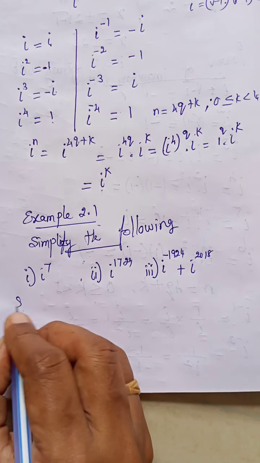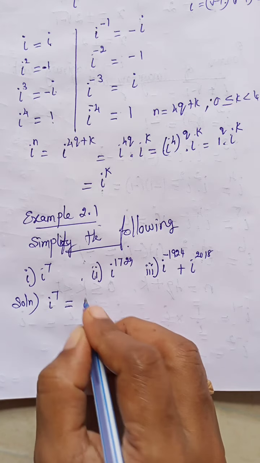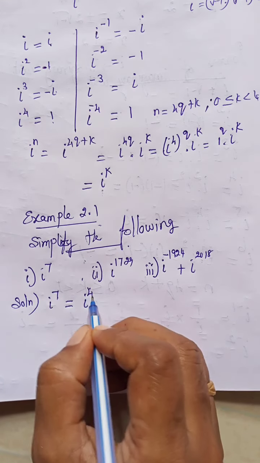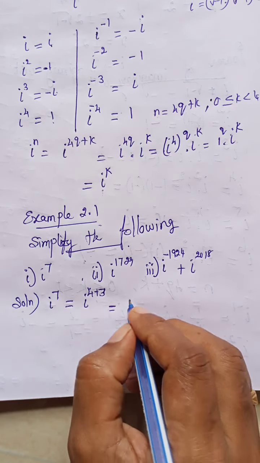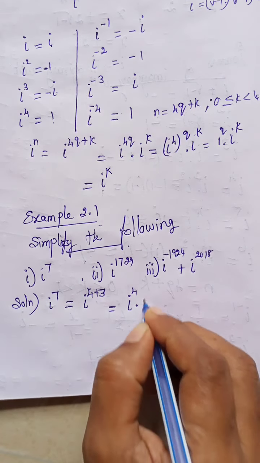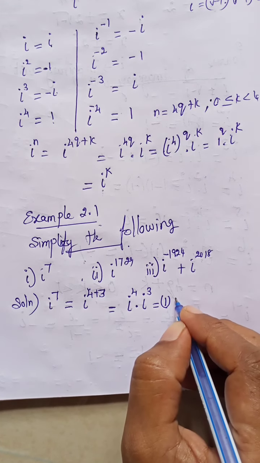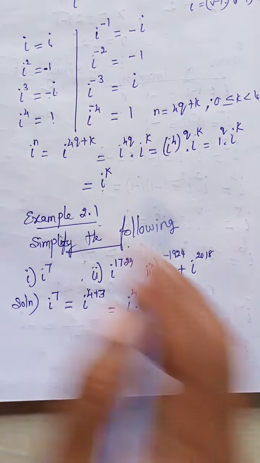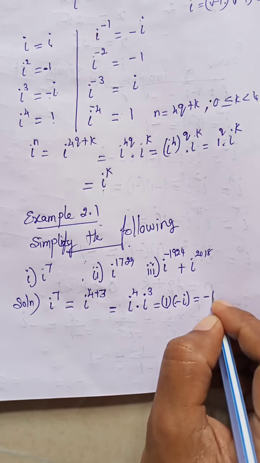First we will complete this 3. i^7. Simple number. We know that 4 plus 3 is 7. This can be written as i^4 into i^3. i^4 is 1, into i^3. What is that value? Minus i. So together the value is minus i.